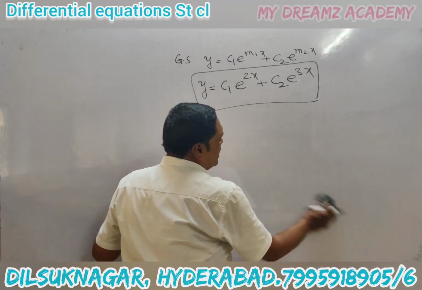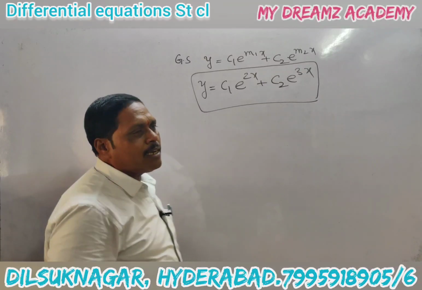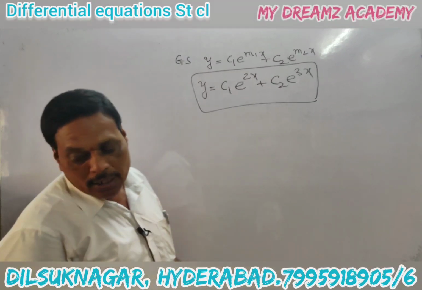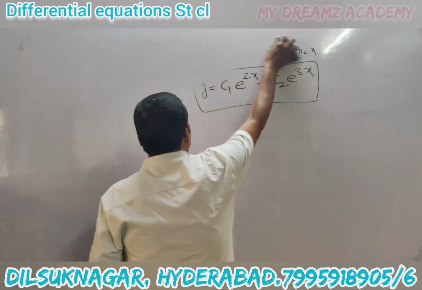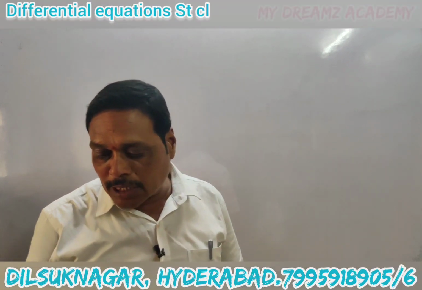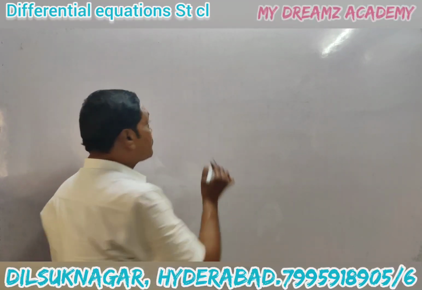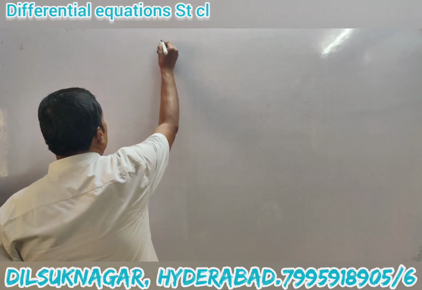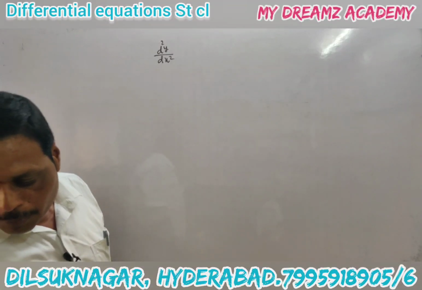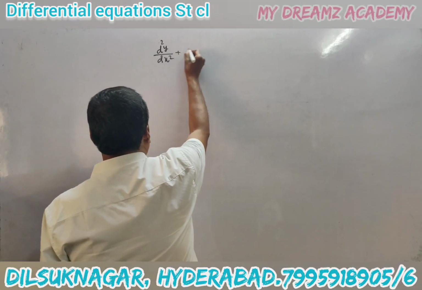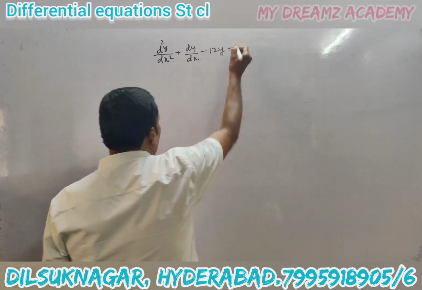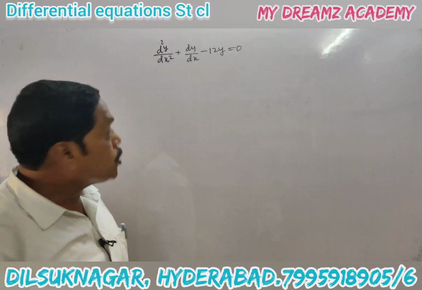So directly you can write the solution, I just explained everything, but by observing the equation you can write the solution. Okay, now see one more. The solution of d square y by dx square plus dy by dx minus 12y is equal to 0.